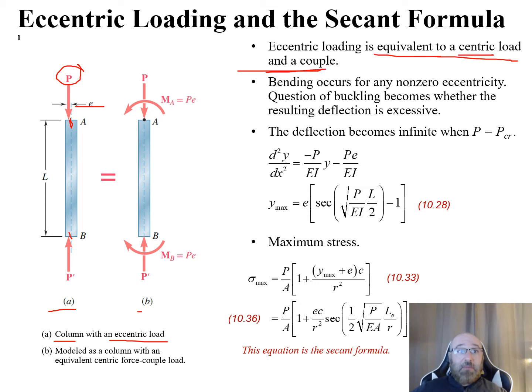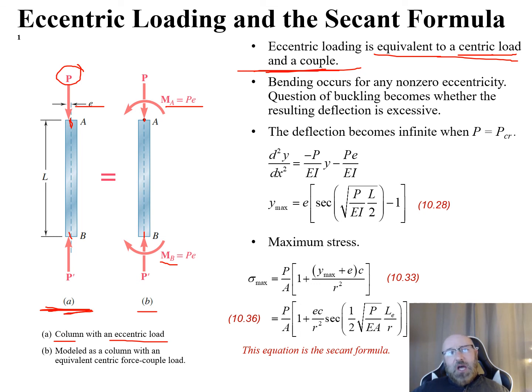So over here in part B, we can see now our load is centric. It's right there in the dead center of this column there at A, and down here at B, that's our P and our P prime. And then we're going to have a couple. So we have our couple right here, with our moment about A and our moment about B. So this gives us a column that has now both a centric load and a couple that makes it equivalent to our column over here with just the eccentric load.